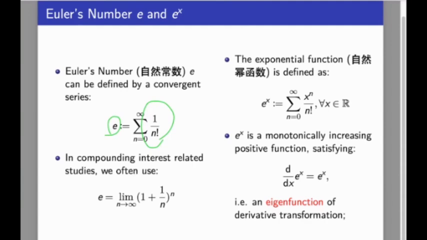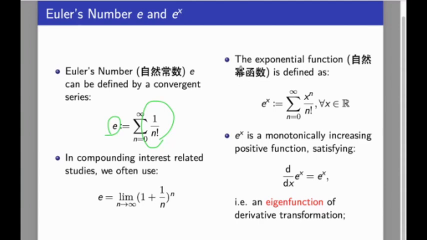And e can also be defined as the limit of continuous compounding interest, which says that e equals the limit of the nth power of 1 plus 1 over n when n goes to infinity. This formula is very useful in proving laws of large numbers.